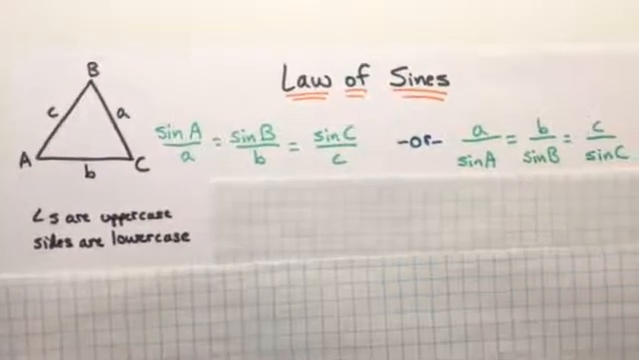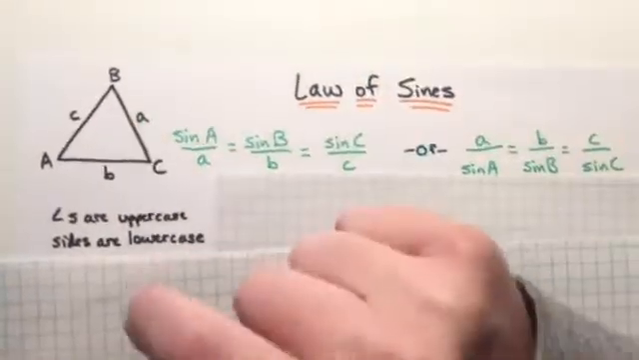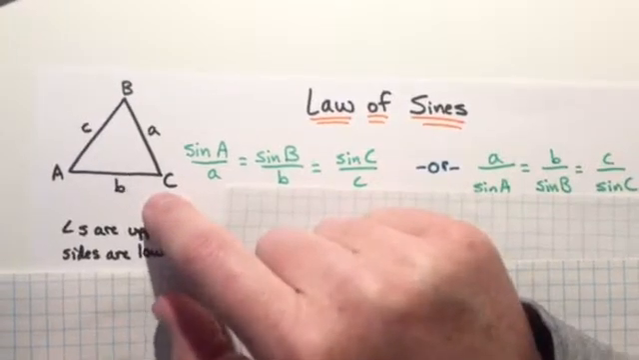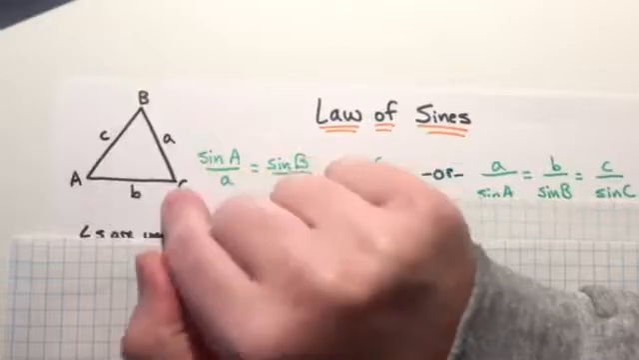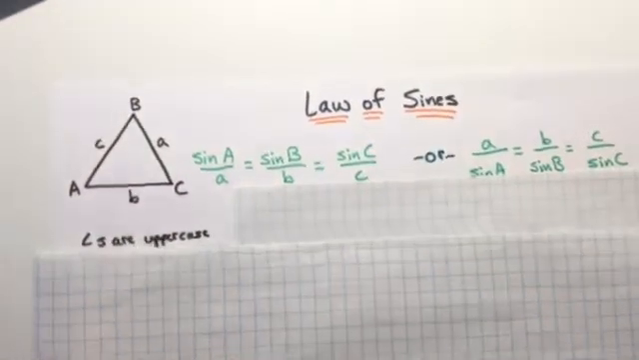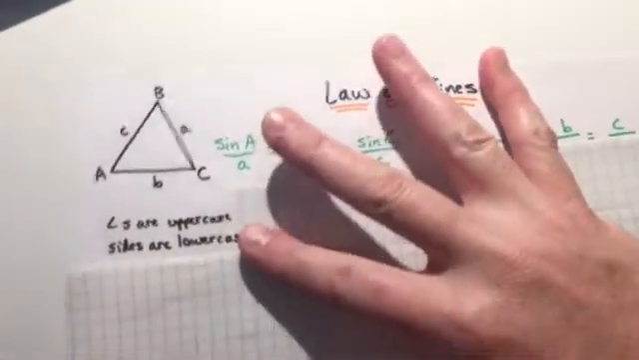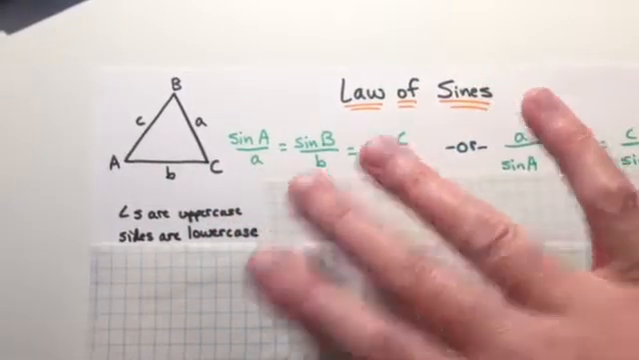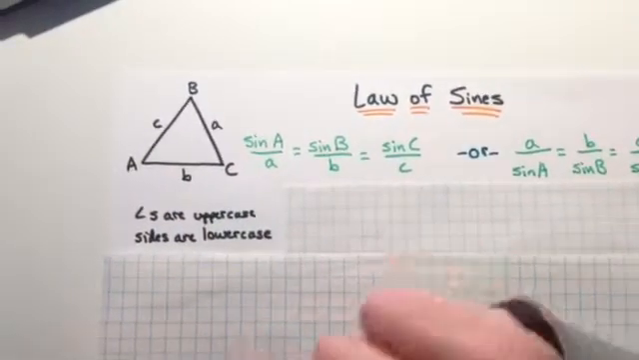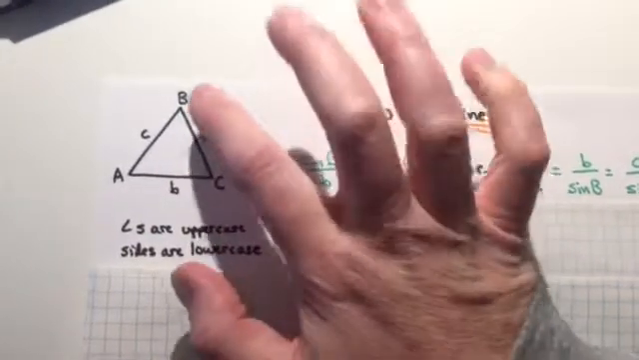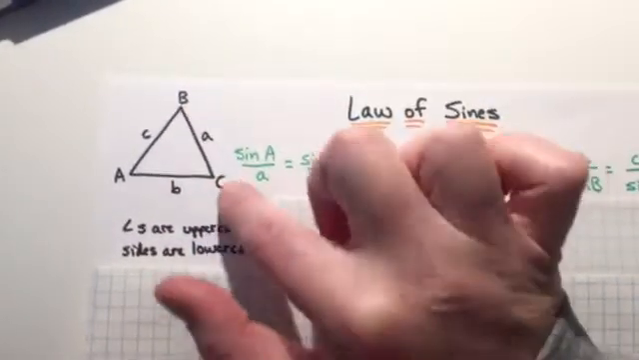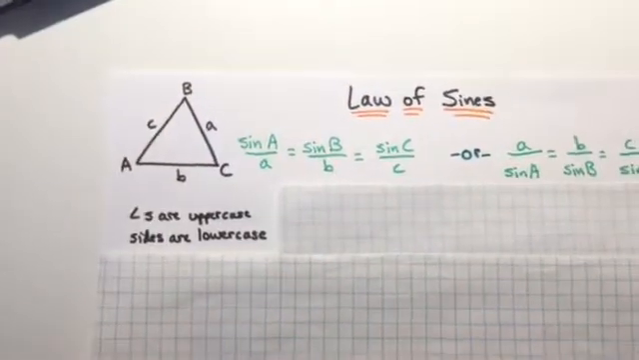Let's talk about the law of sines. So in any triangle, not a right triangle, but any triangle, we have angles A, B, and C. We write those with an uppercase letter. And then the sides across from them are written with a lowercase letter. So across from angle A, we have side a. Across from angle B, we have side b. And across from angle C, we have side c.